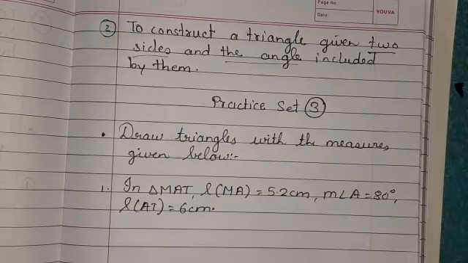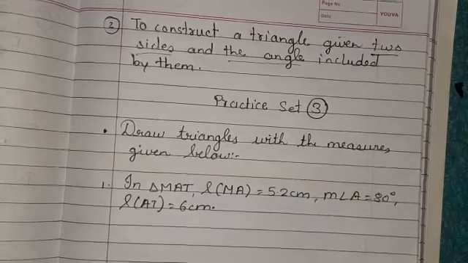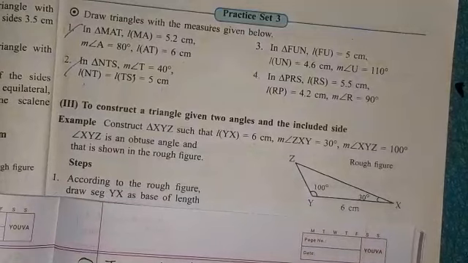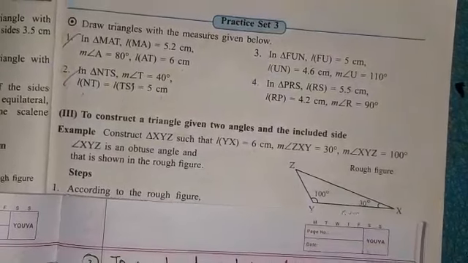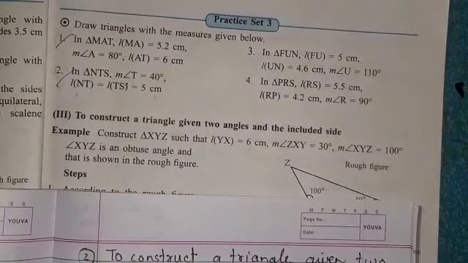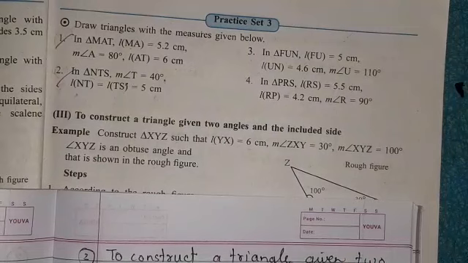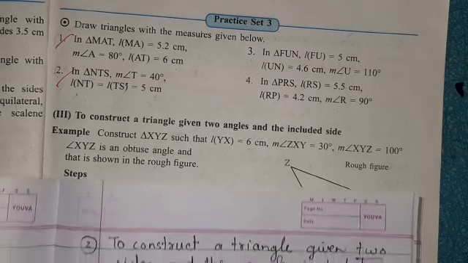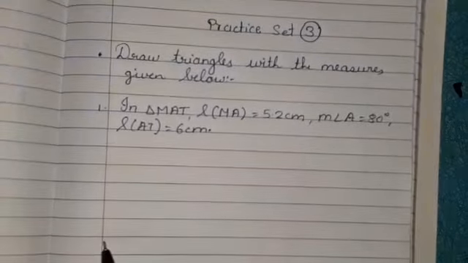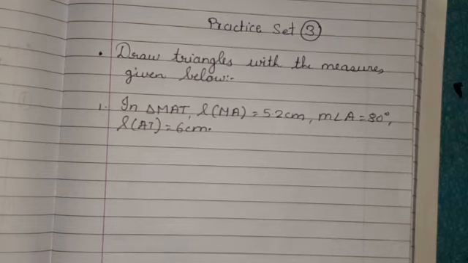So in practice set 3 total there are 4 sums. So from these 4 sums I will explain 2 and the remaining 2 you are going to solve on your own. But in your CW you will do the construction of all 4. Okay. Now just see on the screen in this book.